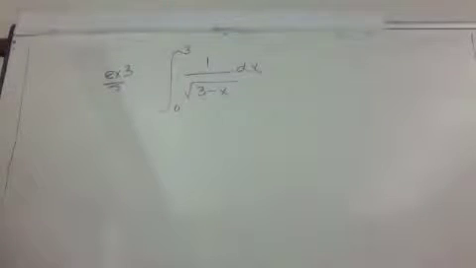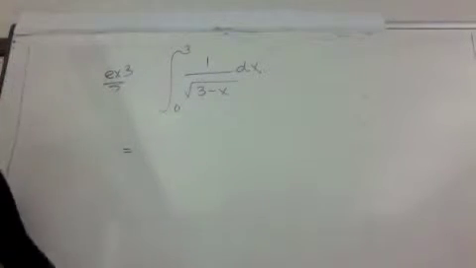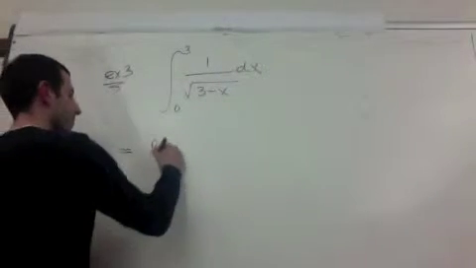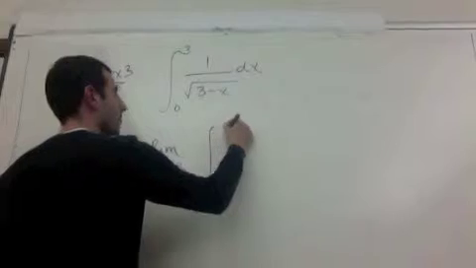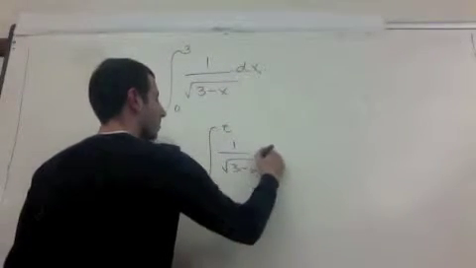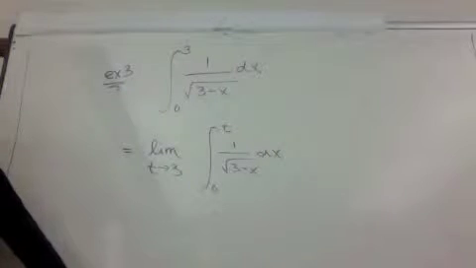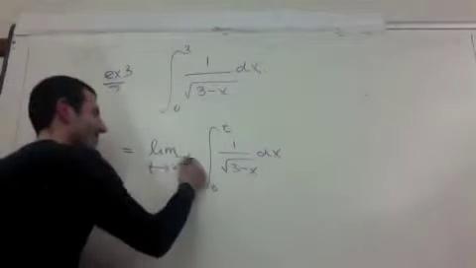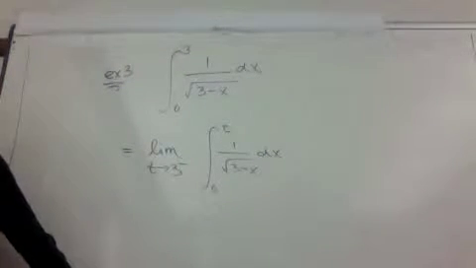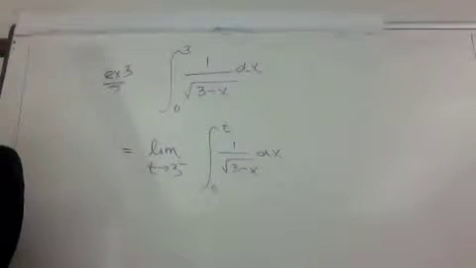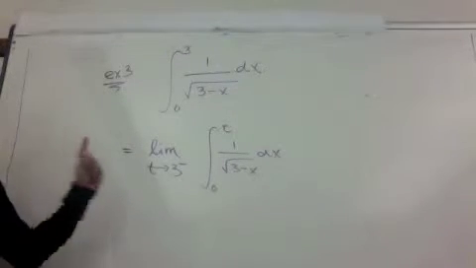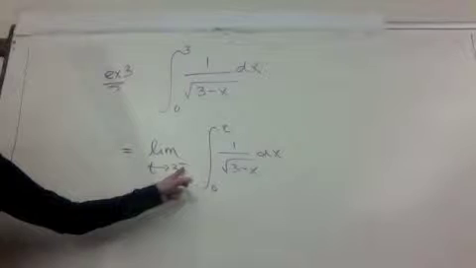So how do you think we take care of this case? Any idea what the next step looks like? The limit as t approaches 3 of the integral from 0 to t of 1 over root of 3 minus x. Yes, super close. Very good. There it is. So you have to be careful now. We're going from 0 to 3, so we're approaching 3 from values that are less than it. We have to approach 3 only from the left.